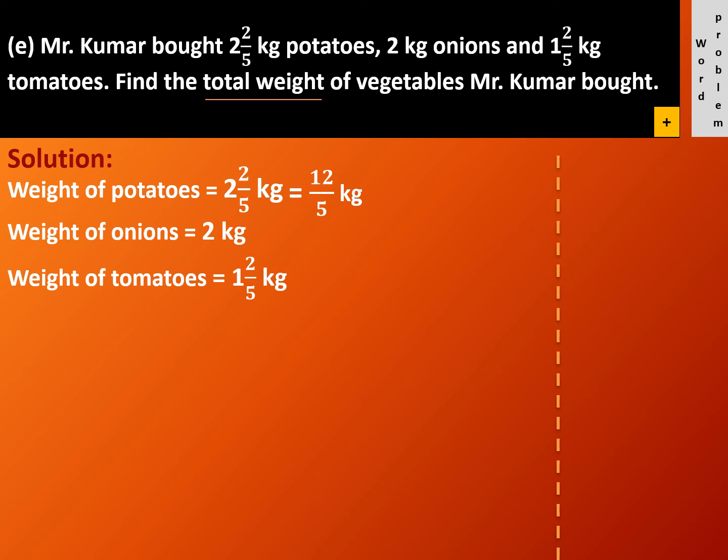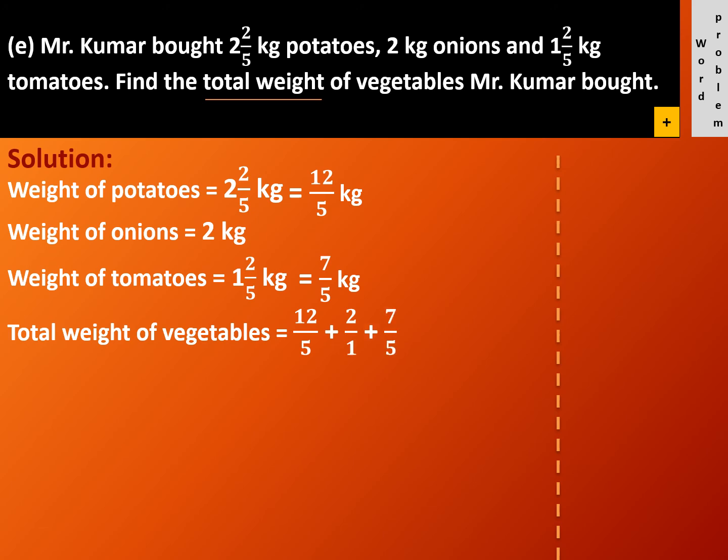Let's convert it into an improper fraction. 5 1s are 5, and 5 plus 2 is 7. So the fraction is 7/5 kilograms. And the fourth statement is: total weight of vegetables is equal to 12/5 plus 2/1 plus 7/5.